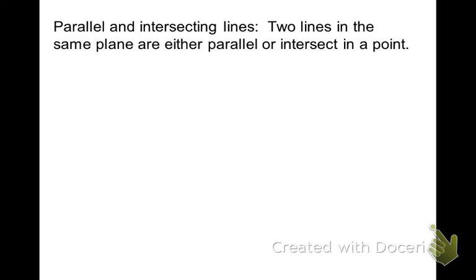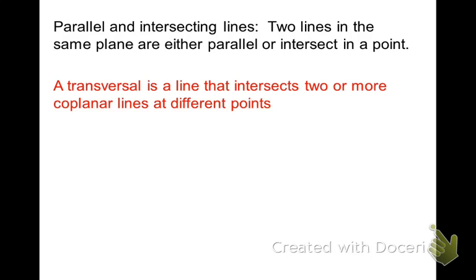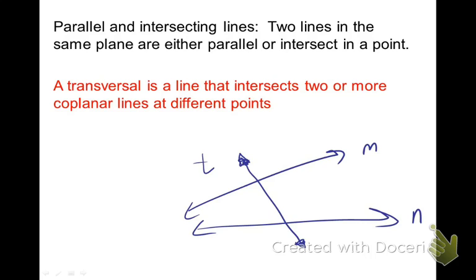So two lines that are in the same plane are either parallel or they will intersect in one point. And if two lines intersect in a point, then that line is going to be called a transversal. So line T here is a transversal for lines M and N. It looks like lines M and N are not parallel, so we'd also expect that eventually lines M and N might even intersect.